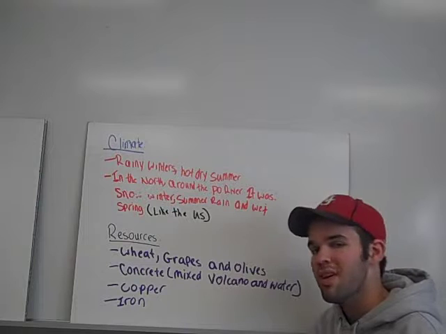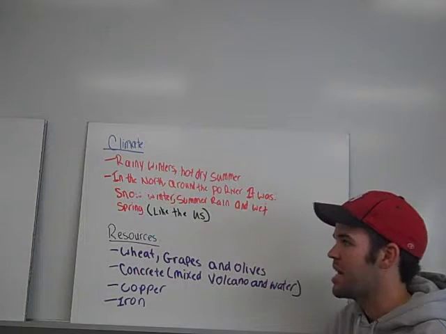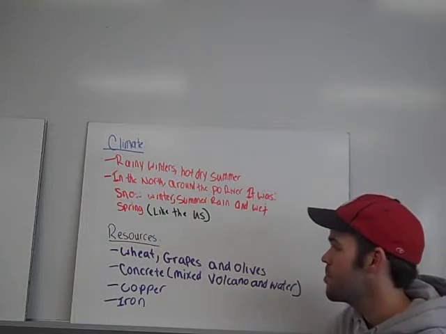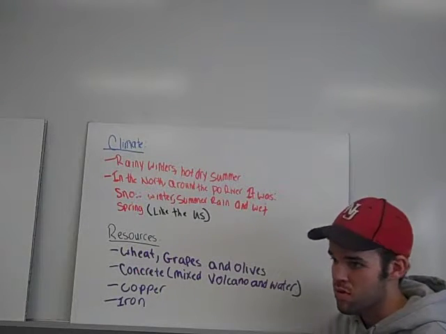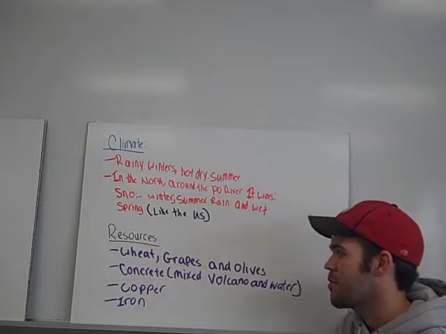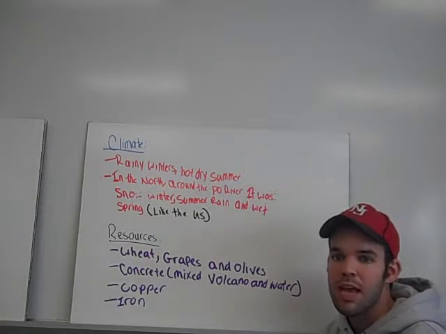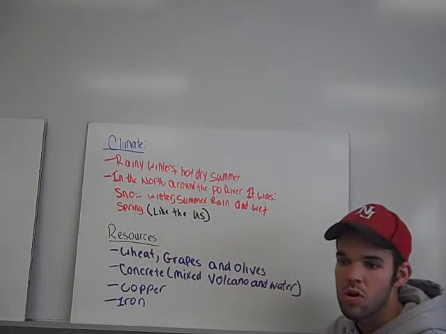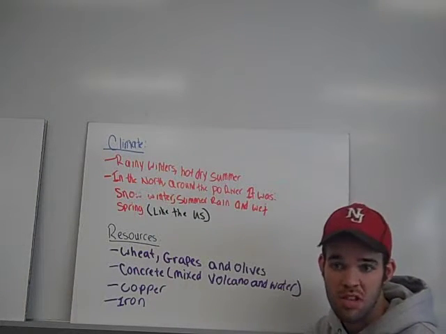You also have several resources in Rome and in Italy. You have wheat, which is used to make bread. You have grapes, which we talked about before, and you have olives, which we have also talked about before. They also have 3 main resources that you are hopefully going to be a little bit surprised about.